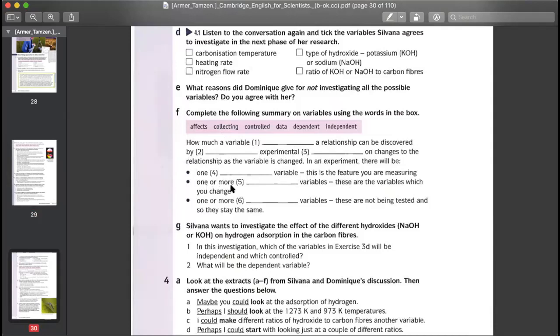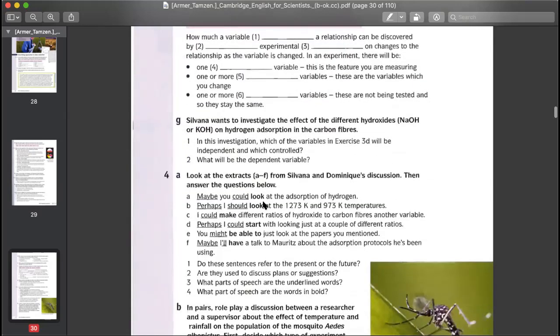One or more variables. These are the variables which you change. The last one, we have one or more variables. These are not being tested, and so they stay the same. This is a very easy fill in the blank exercise. So try to do it, then compare your answers with the PowerPoint presentation.